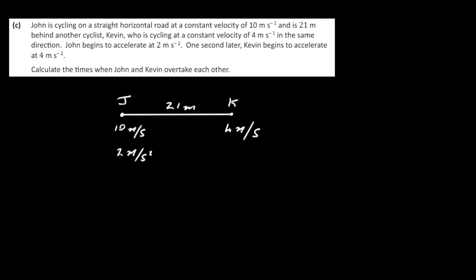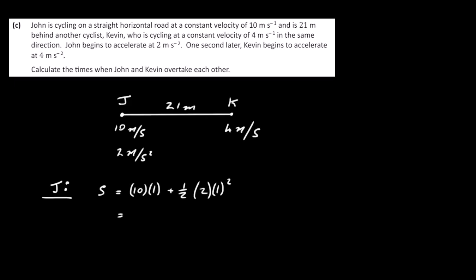So what I'm going to do first of all is just have a look at what happens in that first second. What's going to happen is John, first of all, is going to travel a distance of s equals ut plus half at squared. So his initial velocity is 10. His time is 1 second. Plus a half. He's accelerating at 2 meters per second squared, and it's going to be 1 squared, t squared.